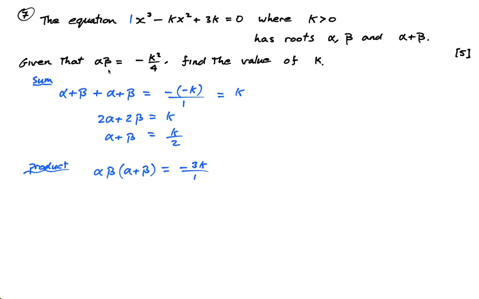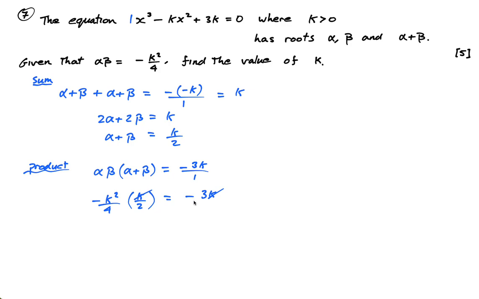It says, given that alpha beta equals minus k squared over 4. Fine, I'm going to put minus k squared over 4 there. Alpha plus beta, I've just got it here in terms of k. It's k over 2. And this is all equal to negative 3k. Now it says k is bigger than 0, so I can divide both sides by k. I'm allowed to do that because I know k is not equal to 0.